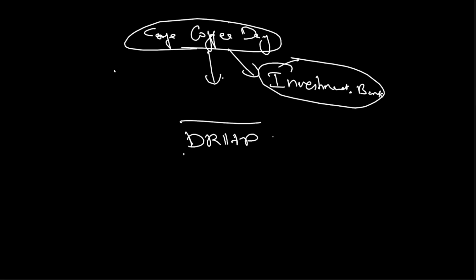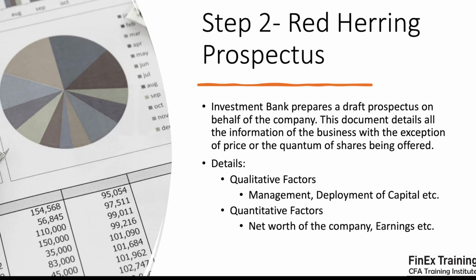So draft red herring prospectus means what? It will have all the information about the company. It will have the qualitative factors as well as the quantitative factors. When I say qualitative factors: management, where the capital will be used. Quantitative factors will be the net worth of the company, earnings, where all the numericals are involved. All such information will be provided in the prospectus, and it will be sent to the regulator. For example, in India, it will be sent to SEBI, or if it is the US, it will be sent to the SEC, Securities and Exchange Commission.